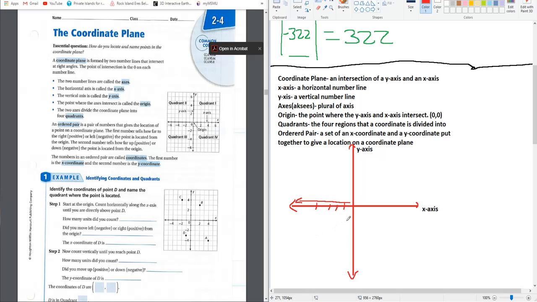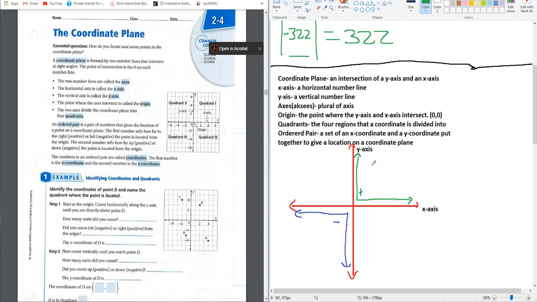So all left and downward movements, let me do it in a different color. All the left side and all the downside of a coordinate plane are negative movements. All of the up side and right side of a coordinate plane are positive. Okay, so the number line goes positive up, positive right, negative down, negative left. Just so you know.